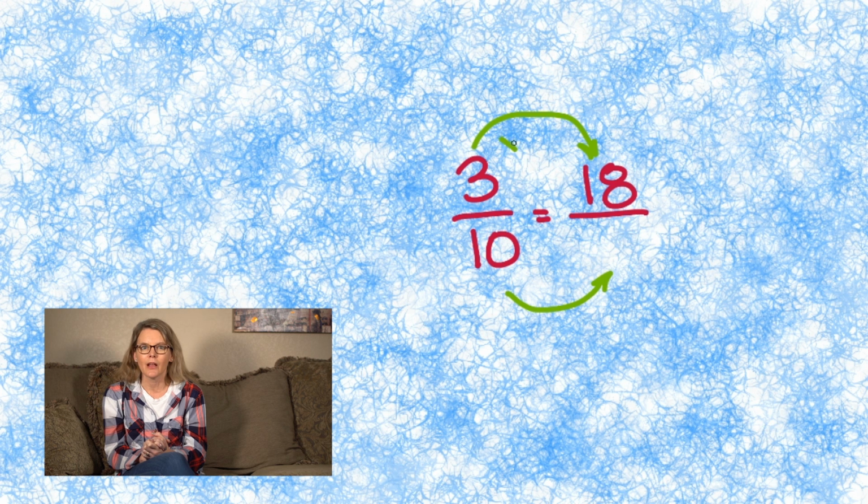Next is another exercise to find equivalent fractions. 3/10 equals 18 over what? We'll draw our rainbows and figure out how that 3 turned into an 18, remembering that we can only multiply or divide. 3 times what equals 18? 6. This tells us that the top and the bottom need to be multiplied by 6 to create an equivalent fraction. 10 times 6 equals 60, so 3/10 equals 18/60.